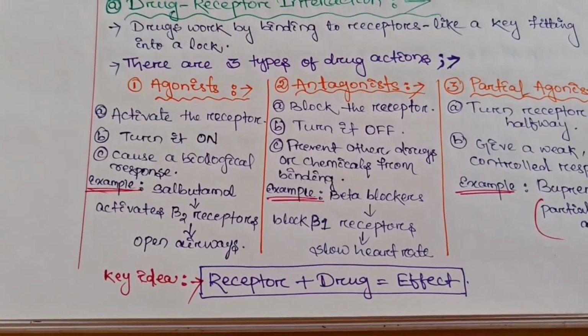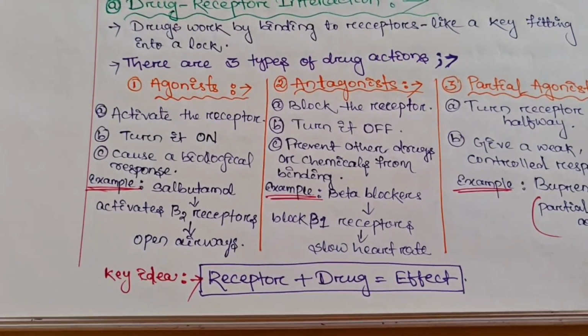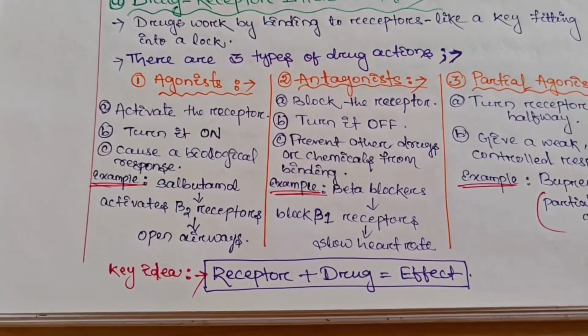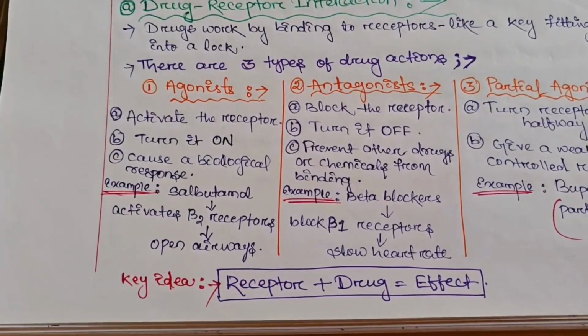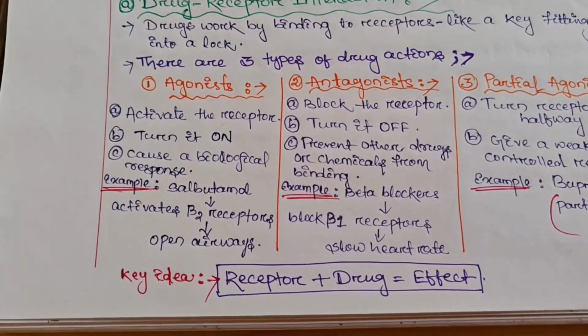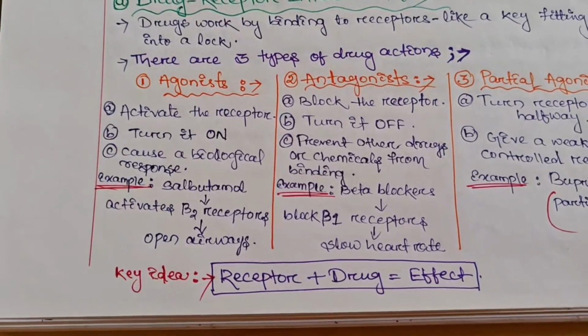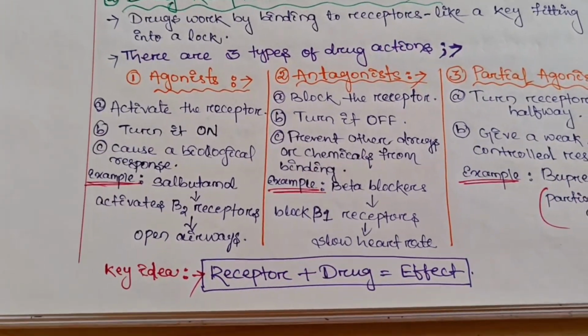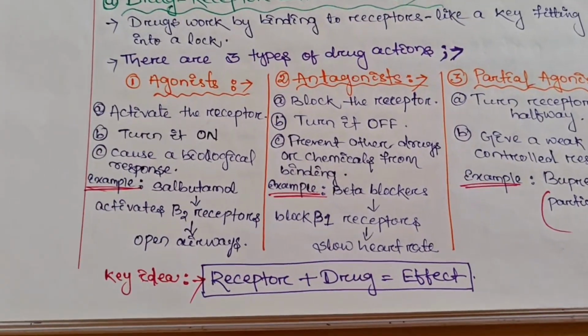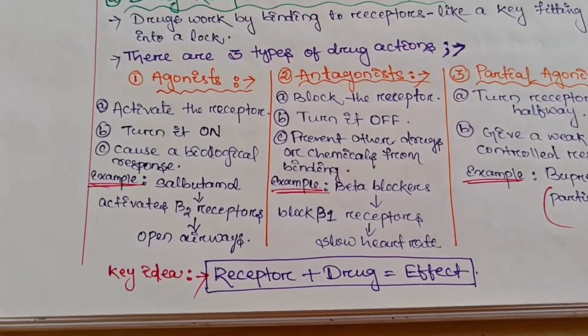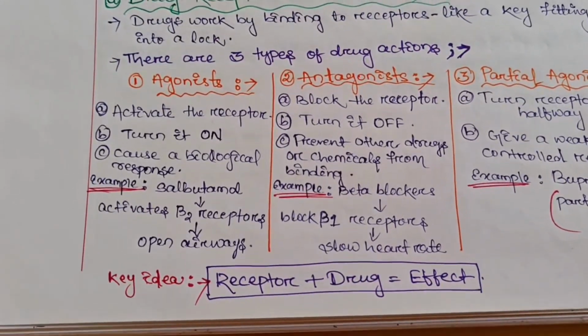Second one is antagonist. It can block the receptor. Blocking the receptor means preventing a response. It can turn it off, preventing other drugs or chemicals from binding. So we have to take some example. A beta blocker can block the beta 1 receptor, which can slow the heart rate.